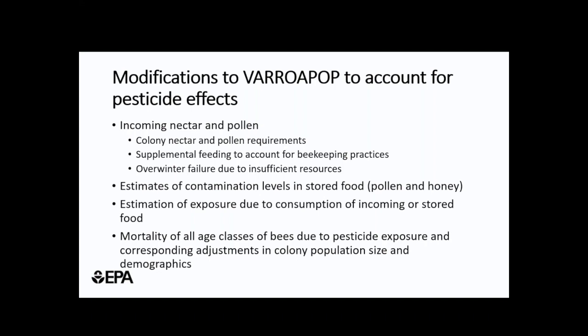The model also accounts for contamination levels that are in the food that is stored. So if there's excess food, it'll be stored in the honey and pollen that's in the hive. And so we can essentially track a delayed exposure that might occur. And then the model accounts for mortality depending upon what dose is received by larvae or adult bees and how that might correspond to the toxicity information that we have available.